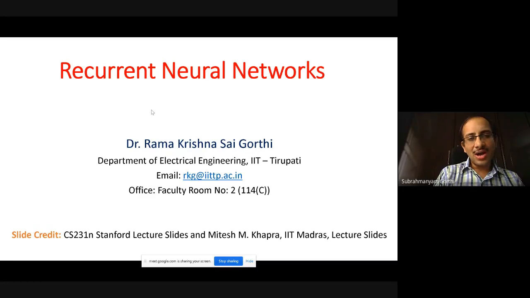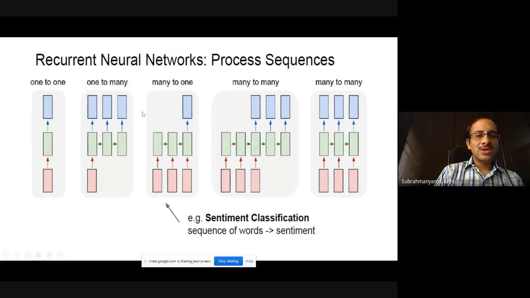I would like to acknowledge before I start the Stanford team for using some of the slides from their lecture series, and also Professor Mitesh Khapra from IIT Madras. Both lecture slides have slightly different notation, but still they have some complementary and important aspects to be discussed. And now let us start our discussion.